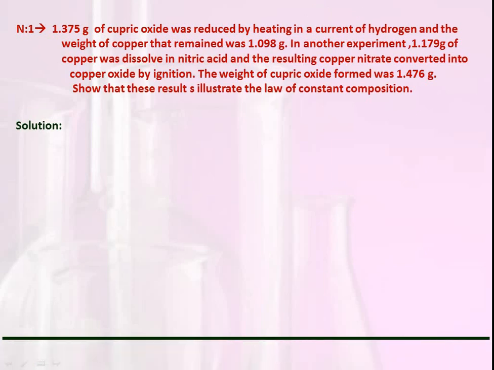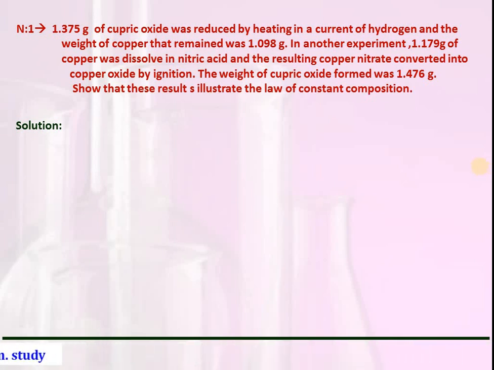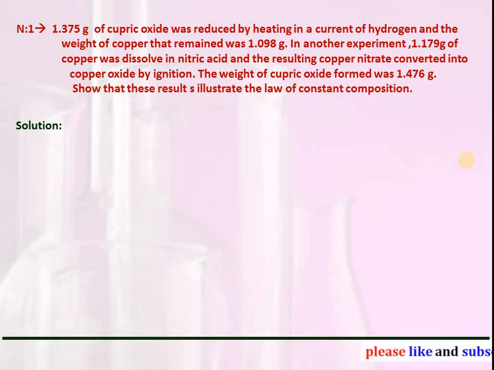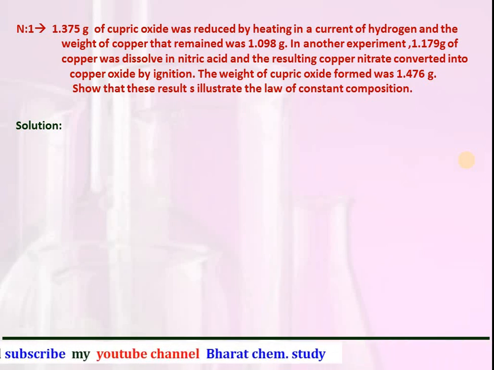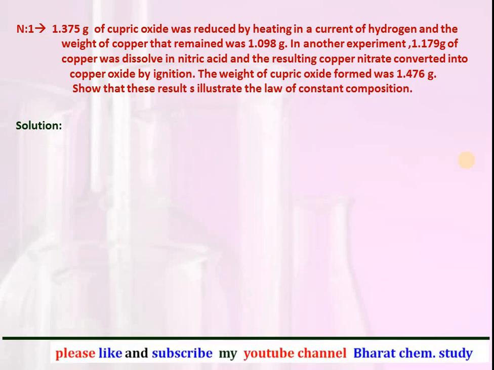Let's do a numerical. So please understand this. In this numerical, 2 experiments were carried out. In both experiments, copper oxide is formed. In the first experiment, copper oxide was reduced to copper, and in the other experiment, copper is first converted to nitrate and then converted to oxide, and the amounts of oxide and copper are given. So to show that this data illustrates the law of constant composition, we have to show that in both experiments, the percentage of copper present in the copper oxide is the same. So how do we solve the numerical?